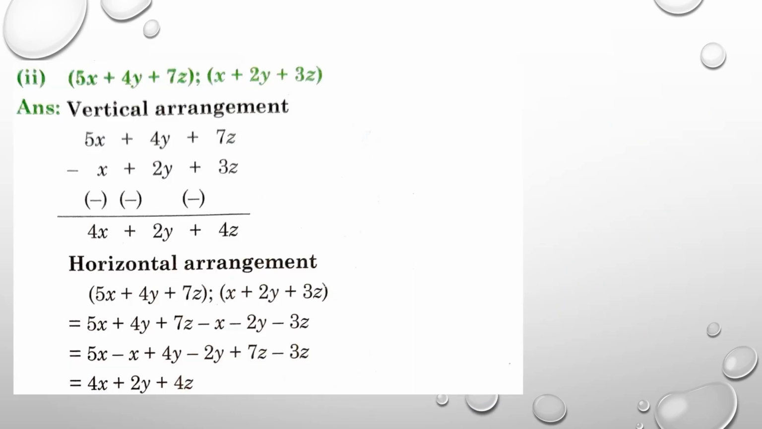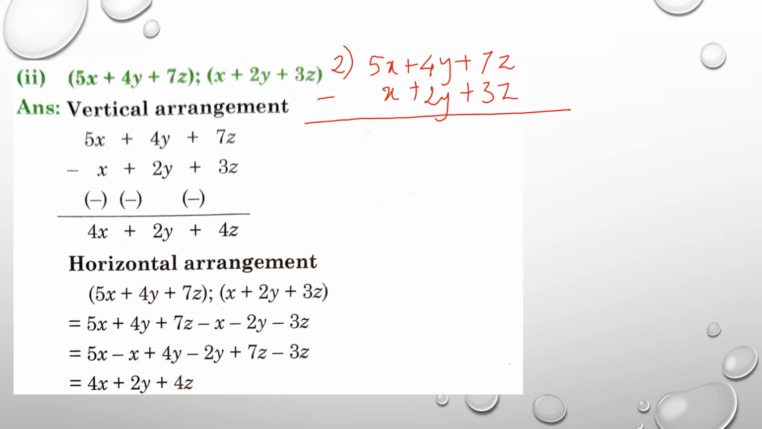Let's do the second sum. 5x plus 4y plus 7z, and second expression, x plus 2y plus 3z. You have to subtract it. So when you subtract it, the second expression's signs will change. So your plus is there, so it will become minus. Your plus is there, so it will become minus. And your plus is there, so here also it will become minus. And the middle plus you don't have to consider.